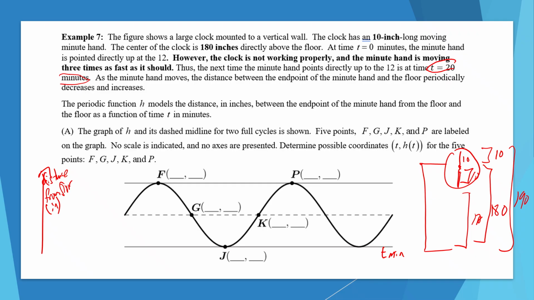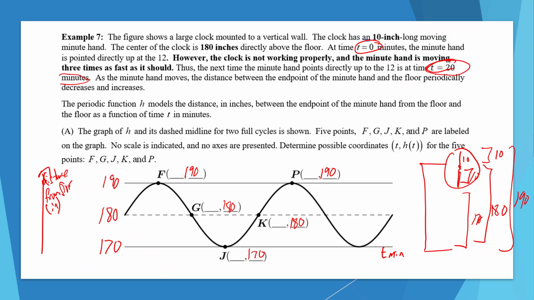So let's label then our chart here. So we know 170 will be the minimum, 190 will be the maximum, and then smack dab in the middle will be 180. So here I'm going to label our y coordinates as well now that we know those. 180, 180, and then 170 there. That's good. Now let's find our period. And so we know we start at t equals 0, and then the next time it's pointed directly up at the 12 is not at 60, but now at 20 minutes.